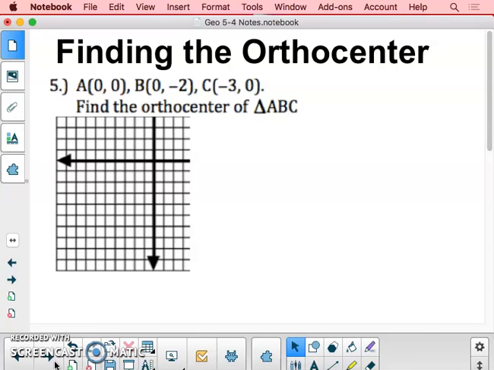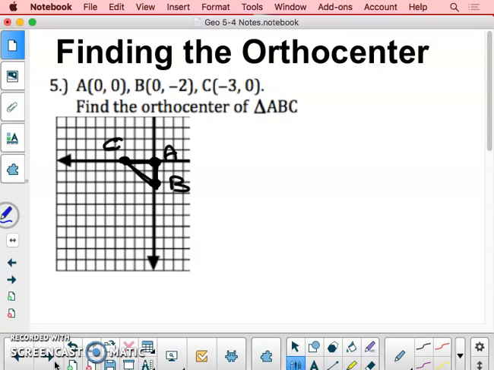Okay. If you have to find the orthocenter on a graph, let's put our dots down. We have A at 0, 0. We have B at 0, -2. We have C at -3, 0. Sorry, so C is right here. Here's our triangle this time. We need to find the orthocenter of that triangle.